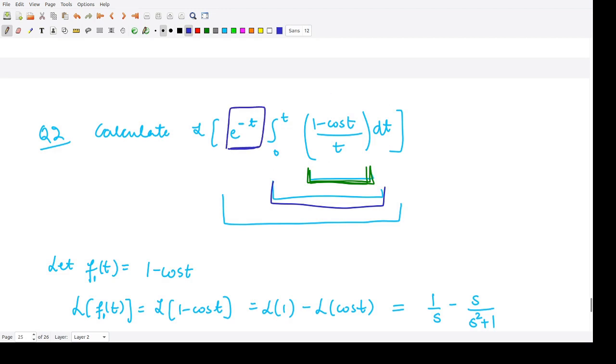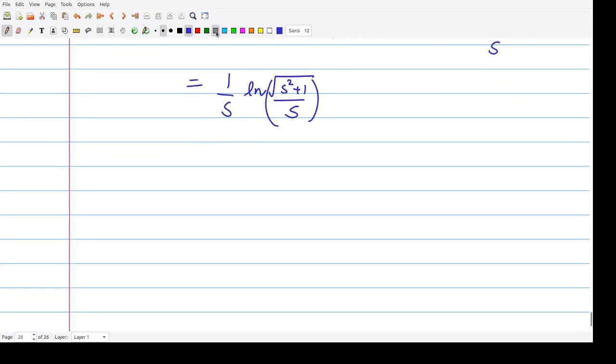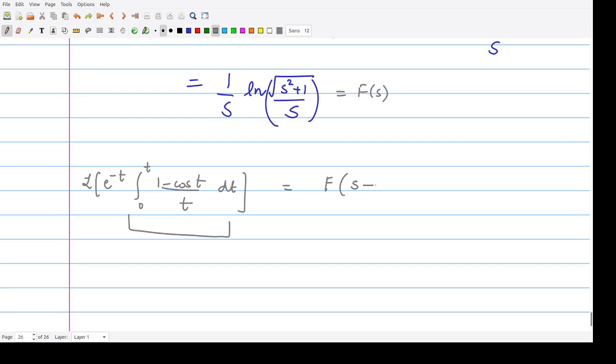So it would be using the shifting property. So finally, the Laplace transform of e to the power minus t times the integration from 0 to t of (1 minus cos t) divided by t dt would be equivalent to the Laplace transform of this. Say this is f of s. So we here have f of s plus 1, f of s minus of minus 1, using the shifting property.